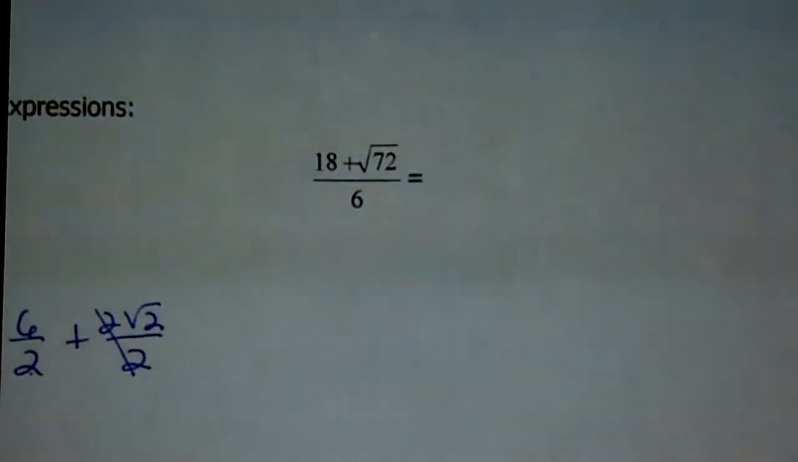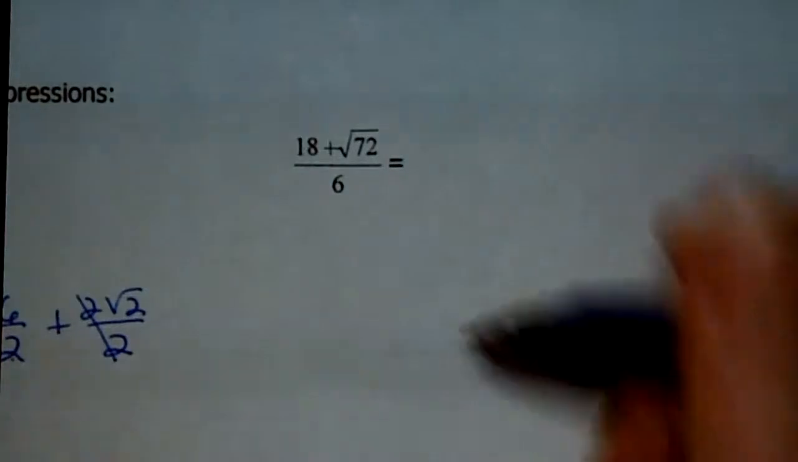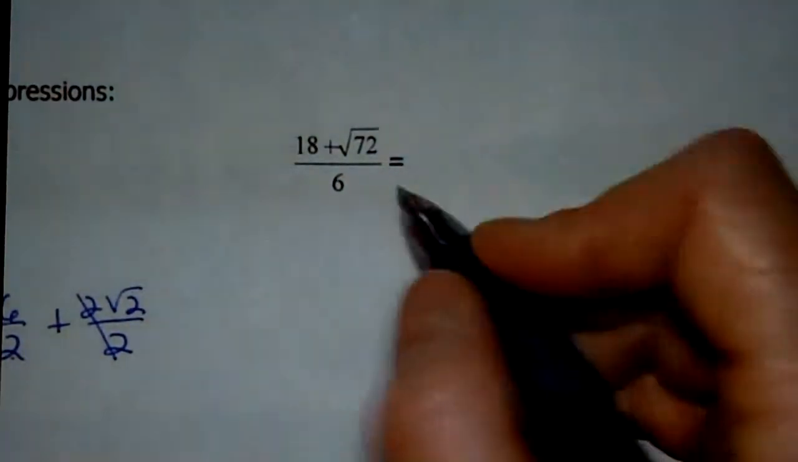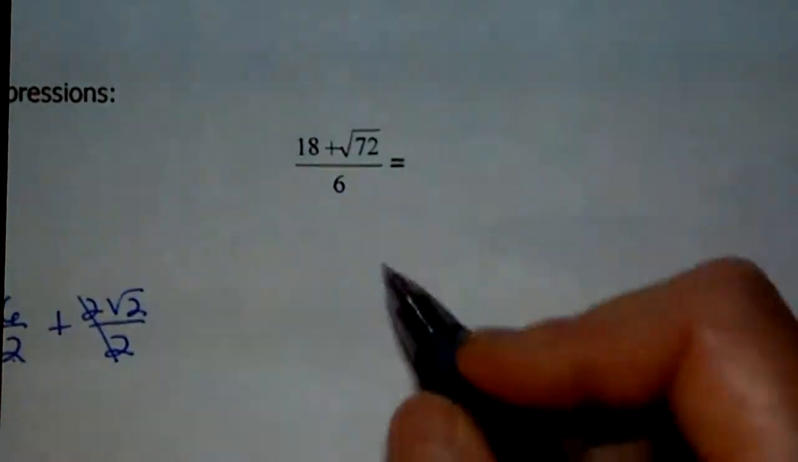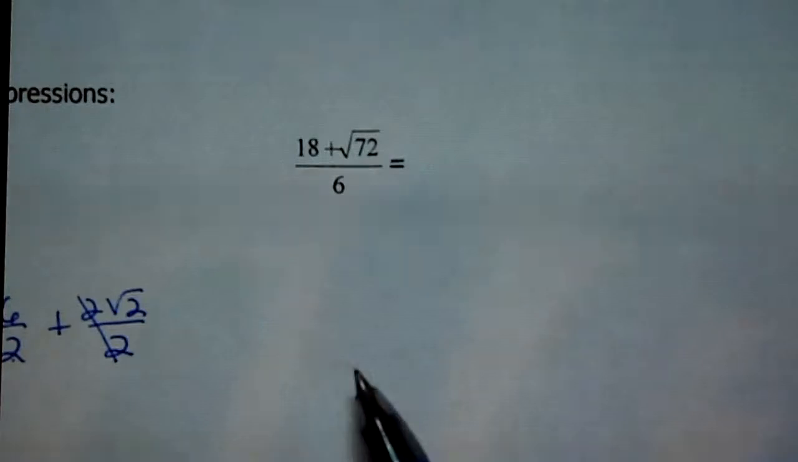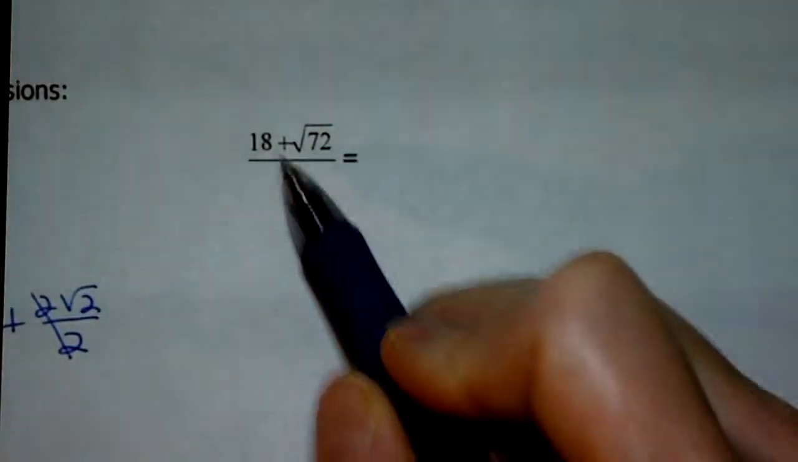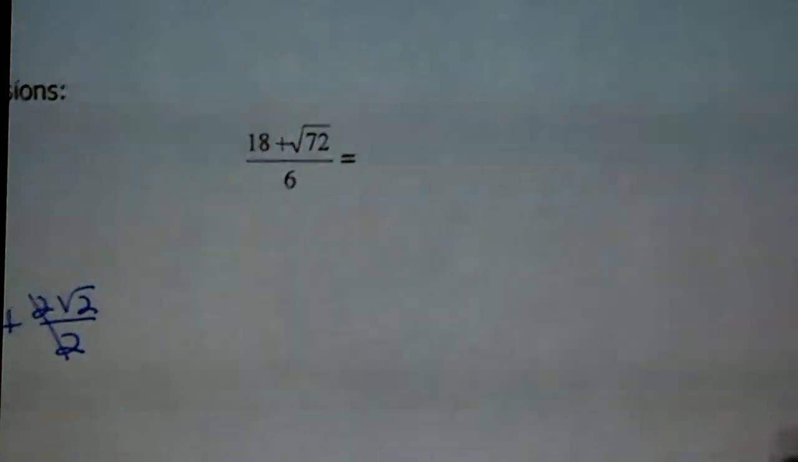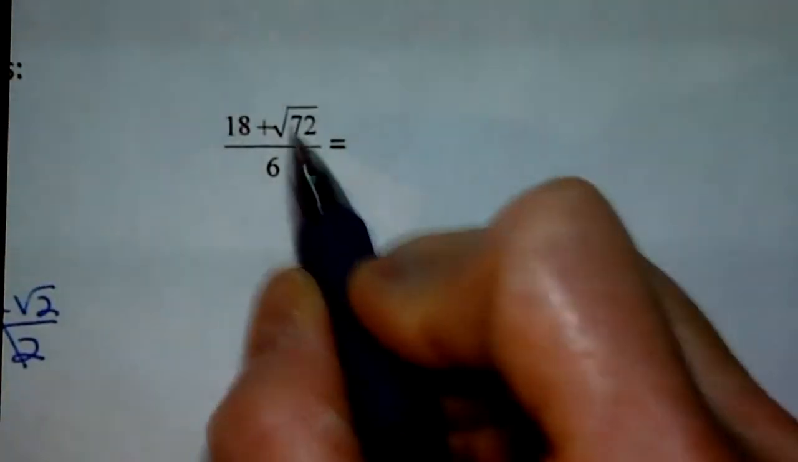I have 18 plus the square root of 72 divided by 6. Okay, so maybe you're thinking, can you simplify this right off the bat? That wouldn't hurt. I mean, you could do that. I'm going to do the problem the same way I did the other one, but you could start off rewriting it as two separate problems if you so desire, if you're having a hard time with this. Okay, so this 72, I need to break that one up.